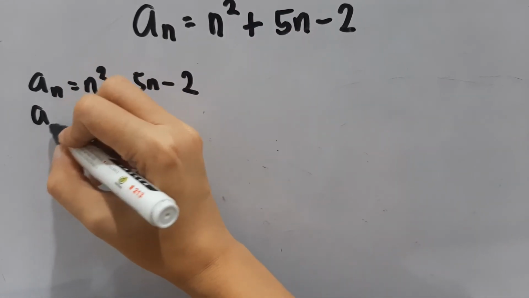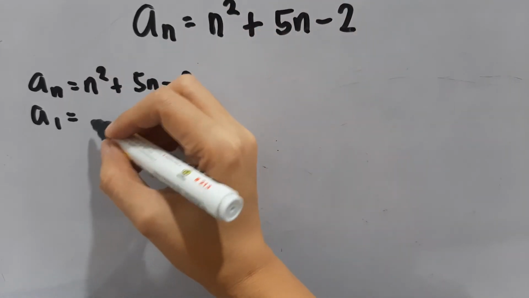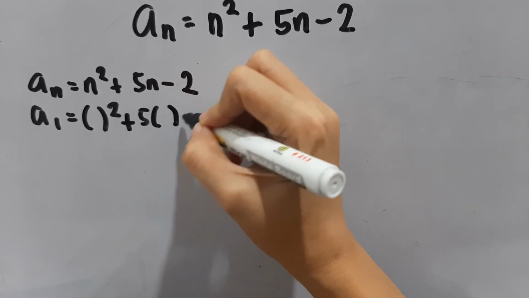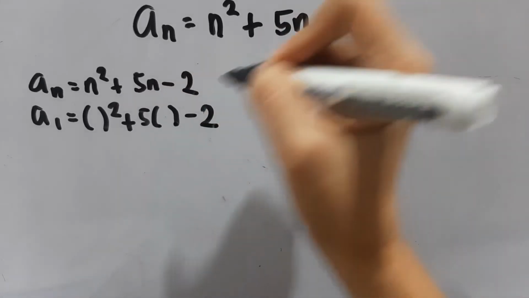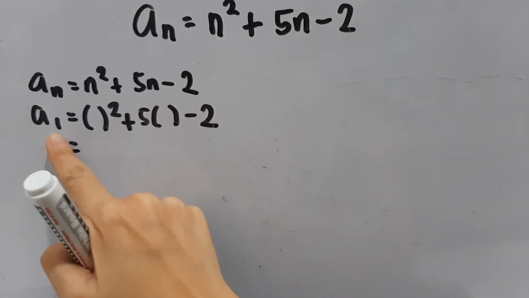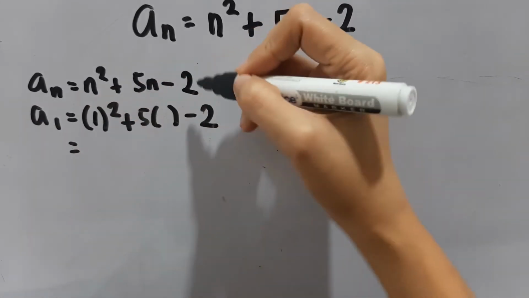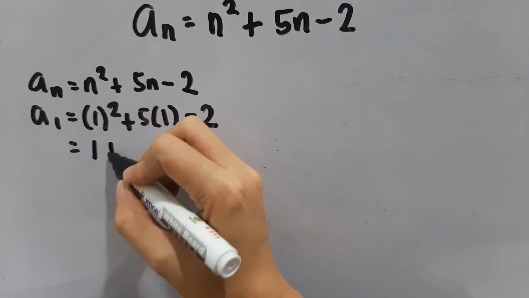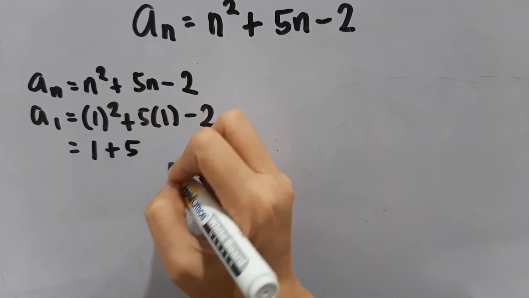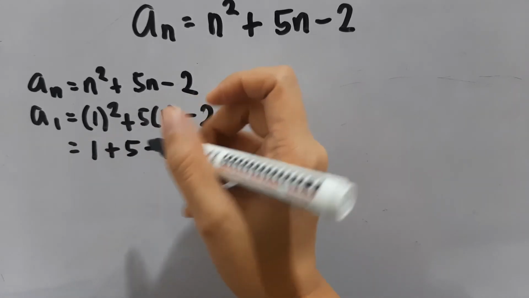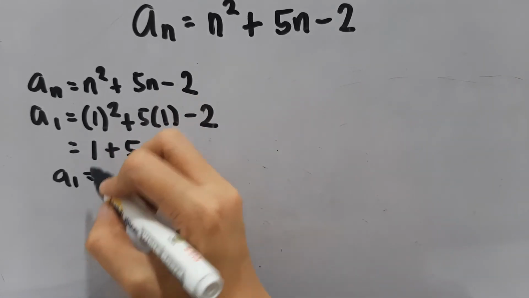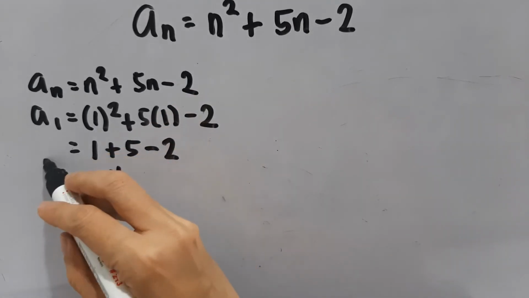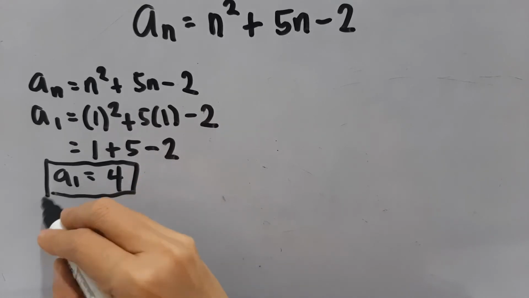So, for the first term, parenthesis n squared plus 5 parenthesis n minus 2. Replace all the n with 1. So, that's 1 squared is 1 times 1, so that's 1 plus 5 times 1, 5 minus 2. 1 plus 5 equals 6 minus 2, that's 4. So, our first term is 4.